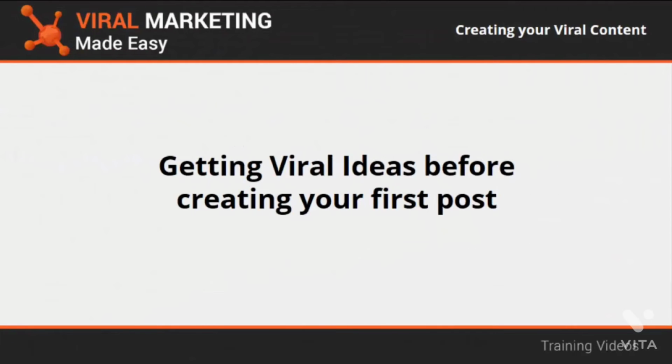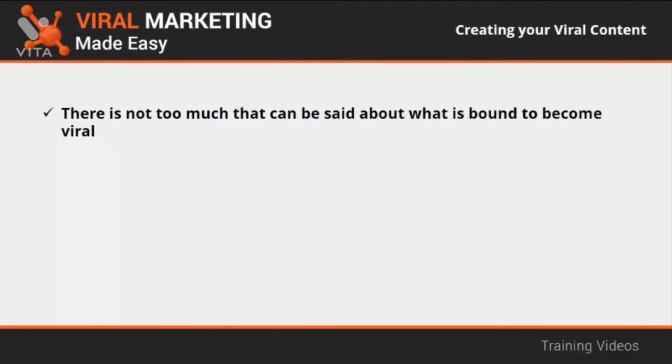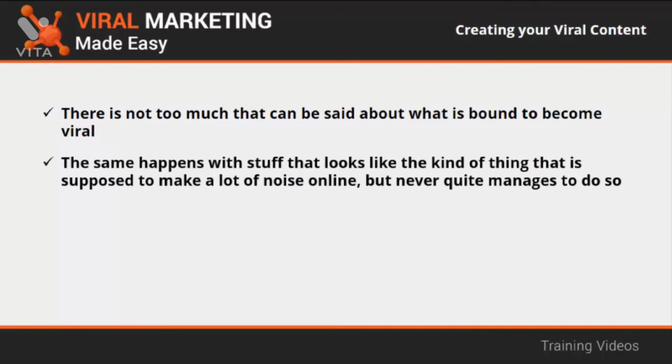Getting viral ideas before creating your first post. Although we told you that viral content needs to be emotional to become viral, there is not too much that can be said about what is bound to become viral. There is not a surefire way to know if something will become wildly popular just by looking at it. Things that seem insignificant can become huge overnight hits without anybody seeing it coming. The same happens with stuff that looks like the kind of thing that is supposed to make a lot of noise online, but never quite manages to do so.